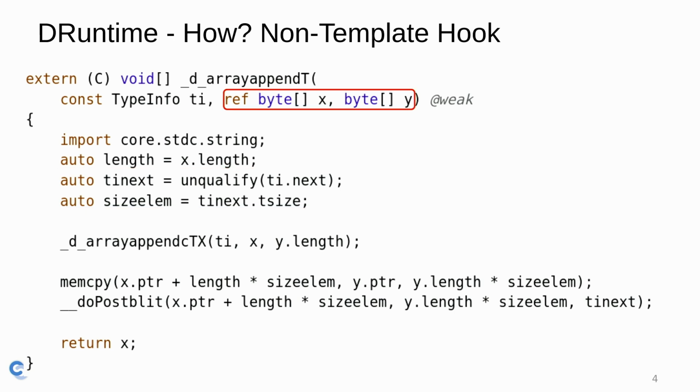Then take a look at the arguments. They were usually typed arrays, with types of classes or structs, whatever they are. But now it just uses byte arrays because the type information is included in this TypeInfo argument.